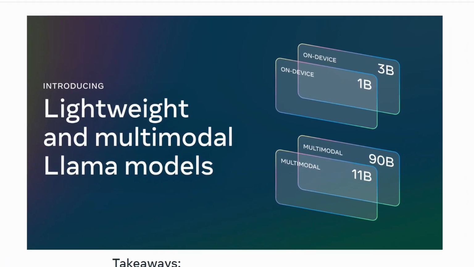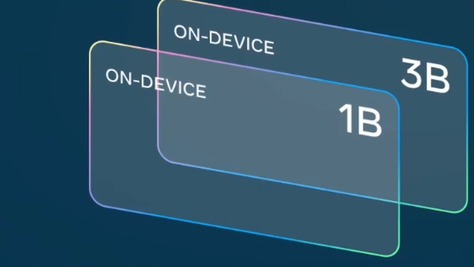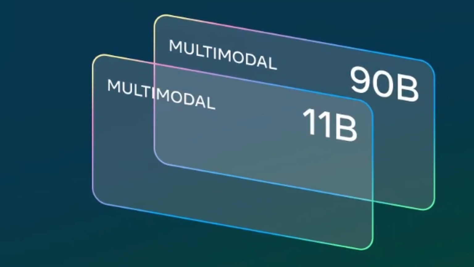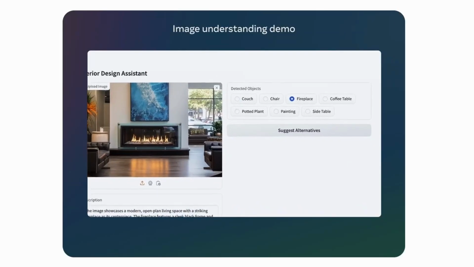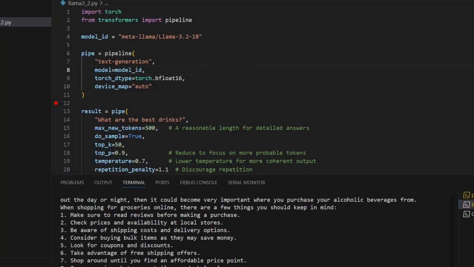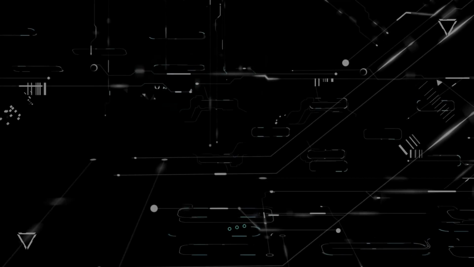Llama 3.2 from Meta just came out, and it now supports small models with only 1 billion and 3 billion parameters, and multimodal models with 11 billion and 90 billion parameters for vision. In this video, I will go over the vision capabilities and show you how to run the Llama 3.2 1 billion model locally using Hugging Face.